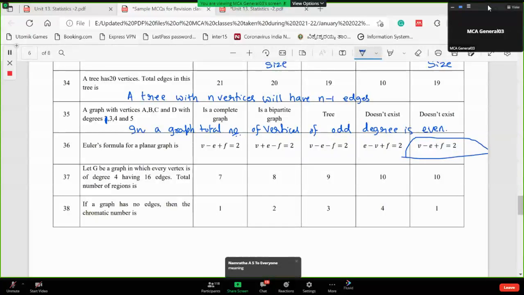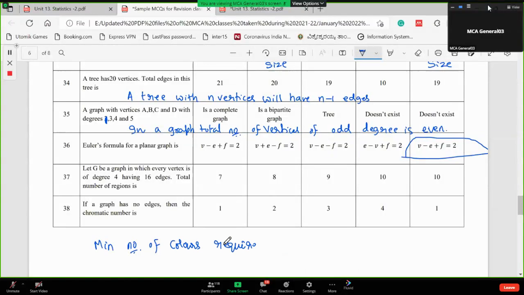Okay, chromatic number means the minimum number of colors required to properly color a graph. Suppose I draw a graph like this. What is the chromatic number of this graph?